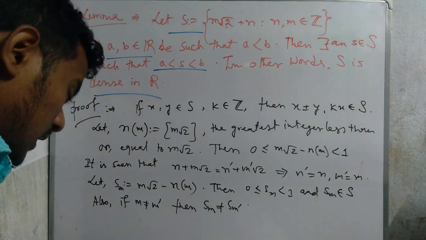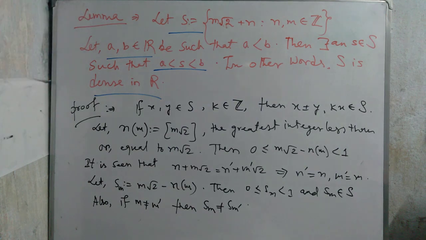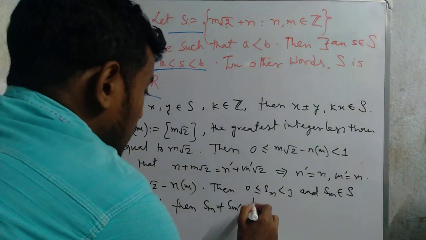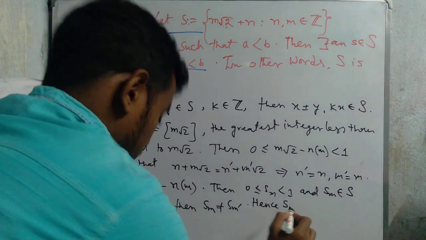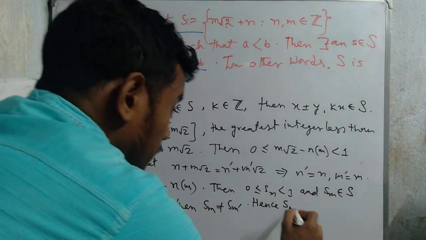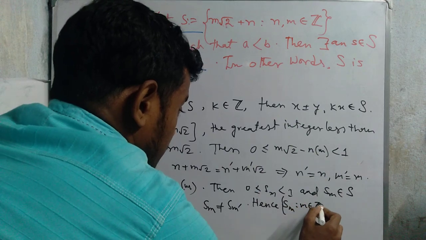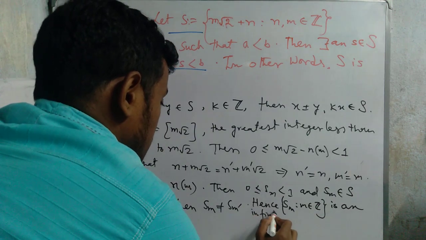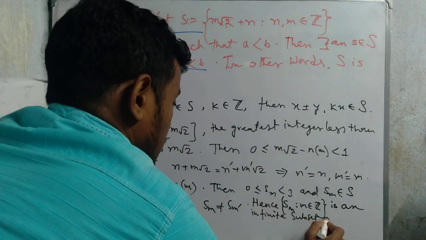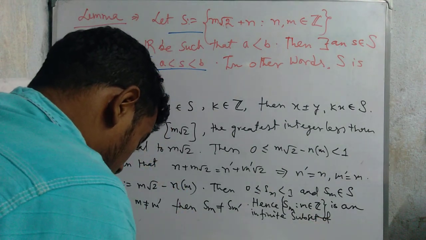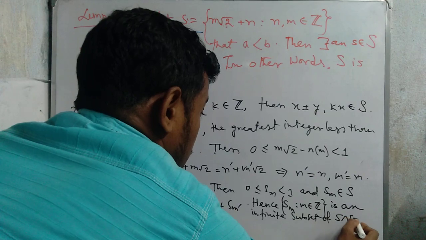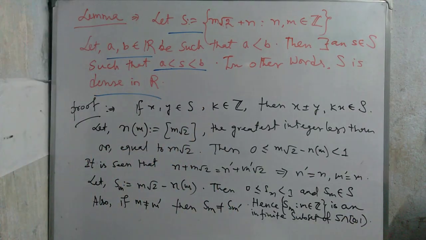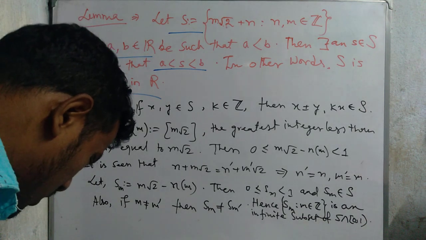Hence we conclude that Sm' is an infinite subset of S intersection [0,1]. Okay, now we erase this portion and go on to further discussion.